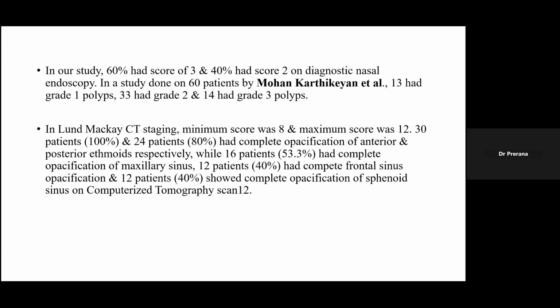On Lund-Mackay CT staging, the minimum score was 8 and the maximum was 12. In 30 patients, 24 had complete opacification of anterior and posterior ethmoids, while 16 patients had complete opacification of the maxillary sinus. 12 patients, that is 40%, had complete frontal sinus opacification, while 12 patients showed complete opacification of sphenoid sinus.